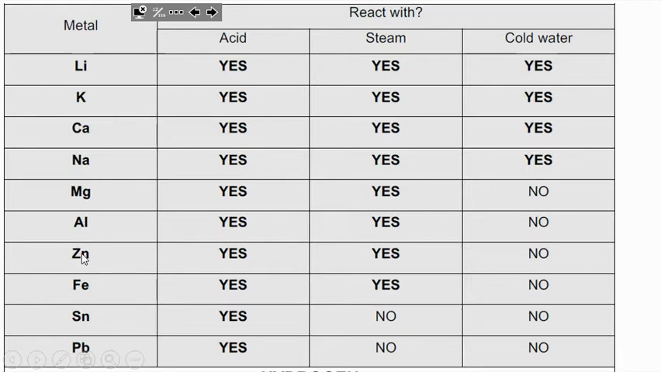So if you have, for example, zinc nitrate and iron comes along, zinc nitrate is not going to react with that. But if aluminum comes along, it'll replace the zinc and become aluminum nitrate.